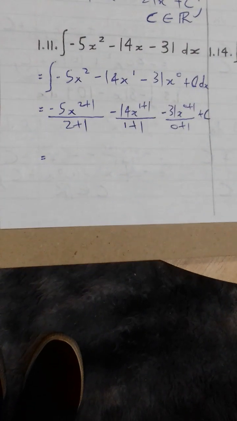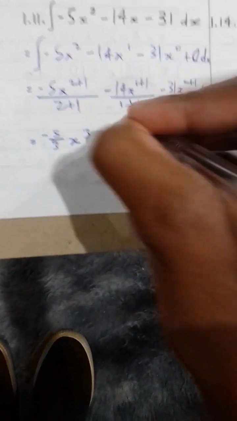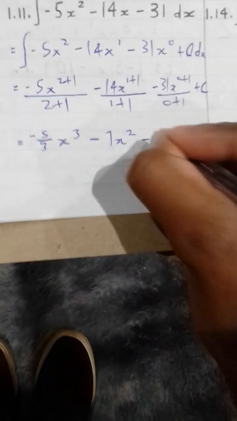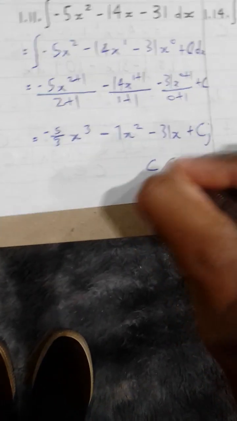Okay, hope that step is clear. Negative 5 over 2 plus 1, 2 plus 1 is 3, so it's negative 5 over 3 x, 2 plus 1 is 3, minus 14 over 2, 7x, 1 plus 1 is 2, minus 31 over 1 is 31x, to the 0 plus 1 is 1, we don't write it down, plus c. Then we write c is an element of real numbers. Okay, hope that is clear, and I hope that makes sense.